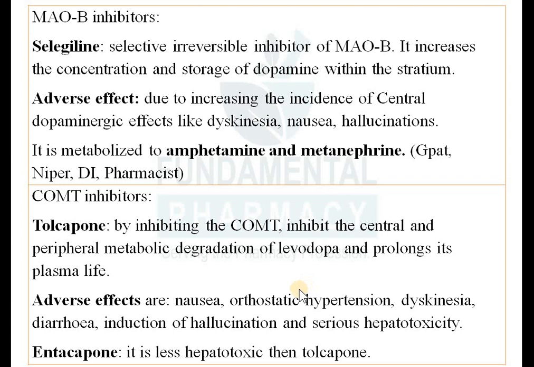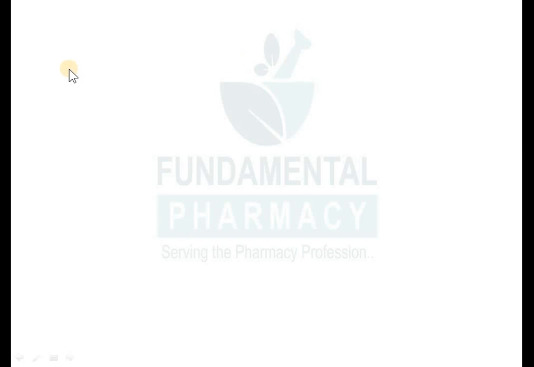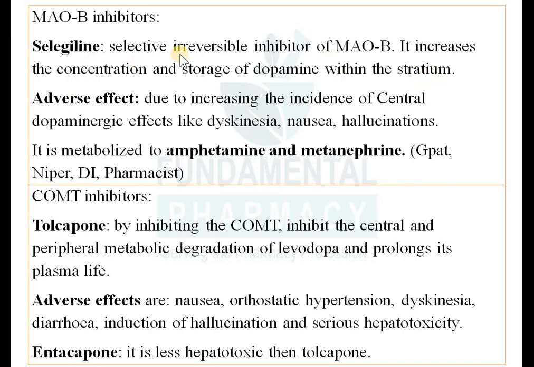We are seeing the levodopa, that is the main drug. Now next is MAO B inhibitors. What are the different MAO B inhibitors used in the Parkinsonism? Okay, so first one is selegiline. So it is a selective irreversible inhibitor of MAO B. MAO B means monoamine oxidase B.